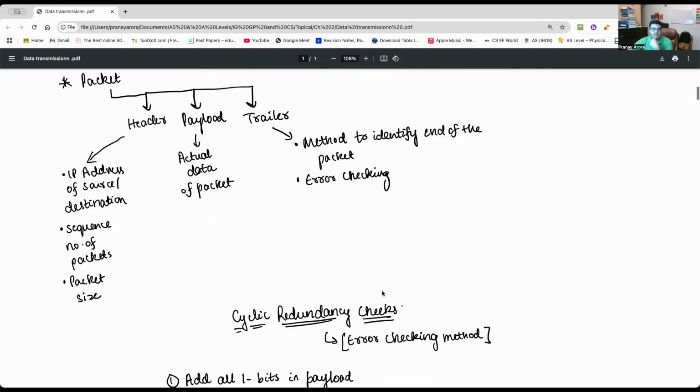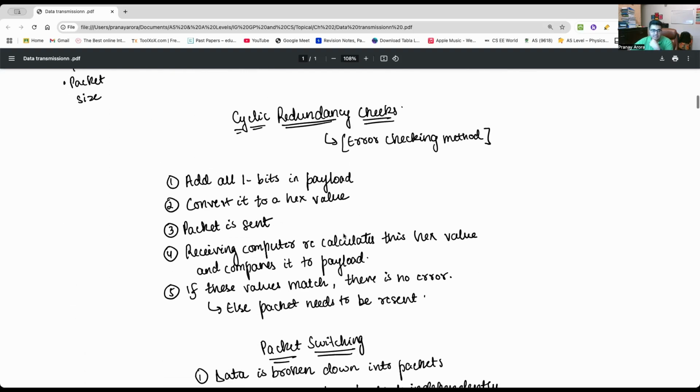Moving on to the next topic, which talks about the types of checks we conduct to check if a packet has been delivered correctly, if the packet is correct, if there's an error in the packet, right? So the first check is called cyclic redundancy checks. Now, this is an error checking method. How are cyclic redundancy checks done?